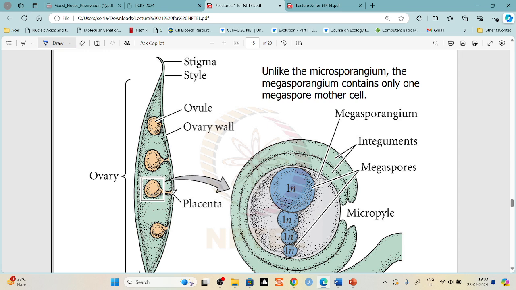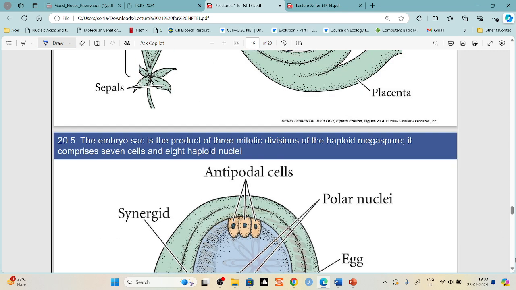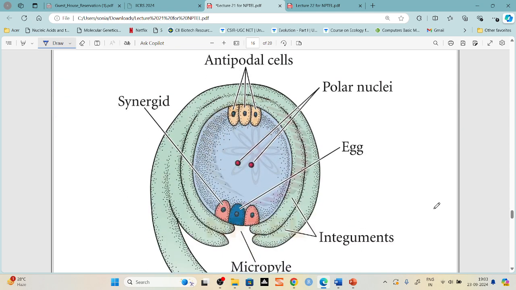And this connection that you see is your placenta. This is your megasporangium where the actual fertilization takes place, and these three are degraded in the later stages. And then this is the figure. You can see here, these are your antipodal cells. This is the polar nuclei, and these are your synergids. These two synergids are the ones that have been asked in the question. This is your egg. There are two polar nuclei, and these are your antipodal cells.